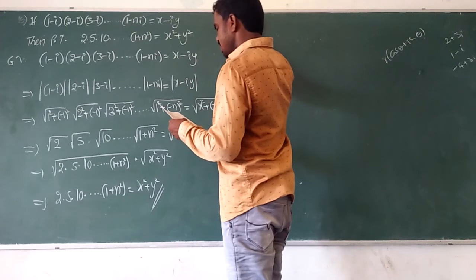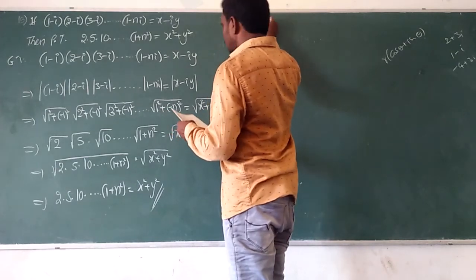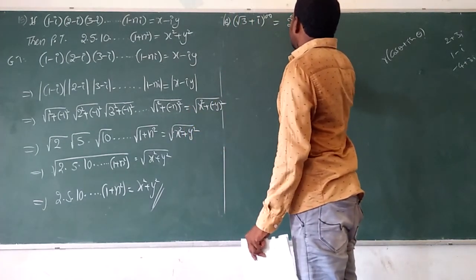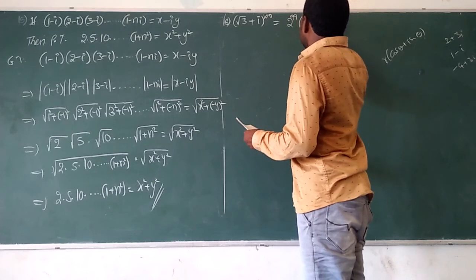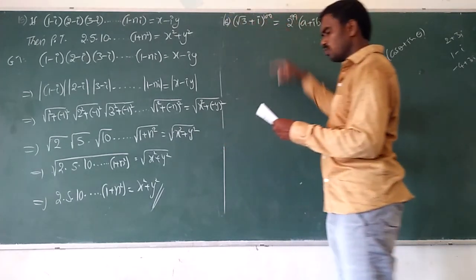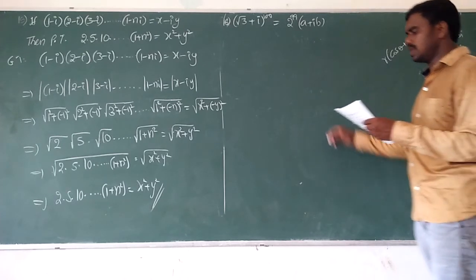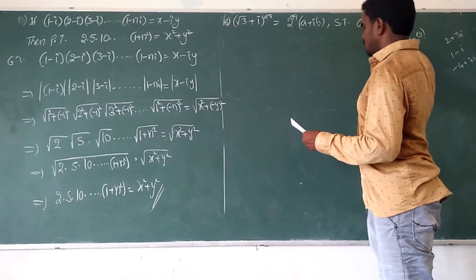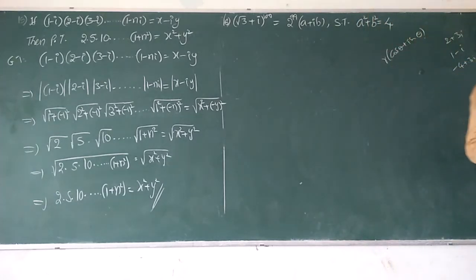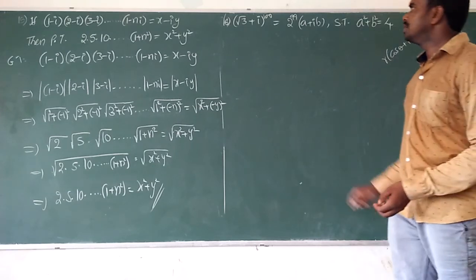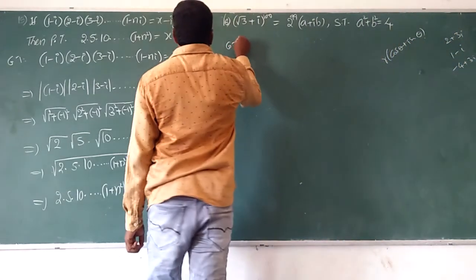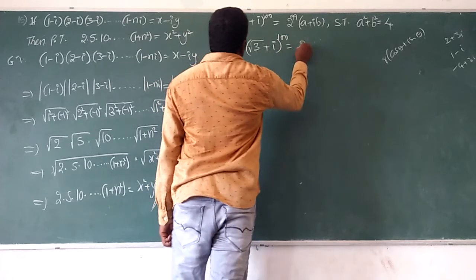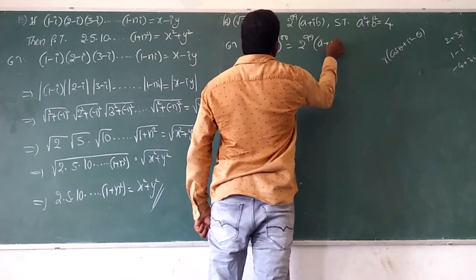Next last question today in this video: if root 3 plus i whole power 100 is equal to 2 power 99 into a plus ib, then show that a square plus b square equal to 4. Okay, now, given that root 3 plus i whole power 100 equal to 2 power 99 into a plus ib.